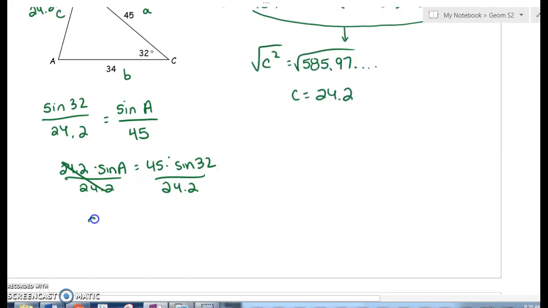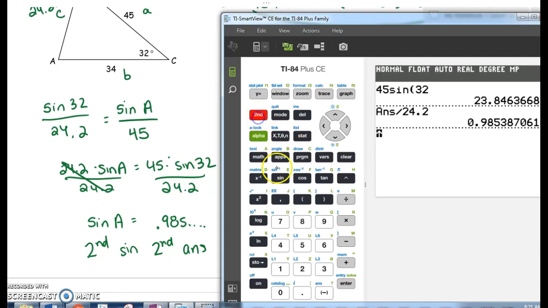Number. Now, I don't want to round it. I'm just going to write it down. So this is what we have right now. We have the sine of A equals 0.985, etc., etc. To get rid of the sine, remember we do the inverse. So what we're going to do is second sine and then second answer. I'll show you on the calculator. We're going to do the inverse of this crazy decimal. Instead of rounding it or retyping it, just put second answer. Just like yesterday. And you get 80.19.